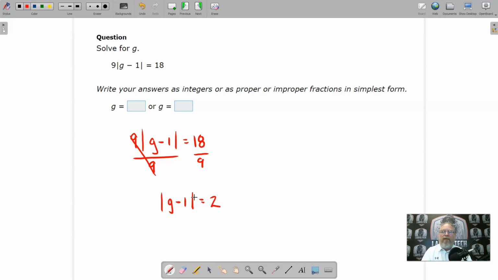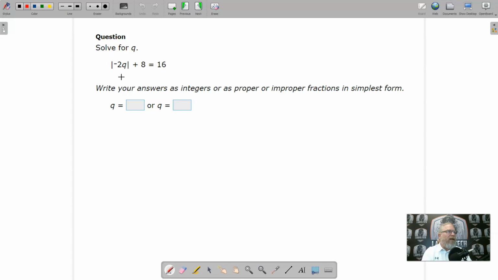I now have the absolute value portion isolated on one side. I can create my two special cases. First case, g minus 1 equals -2. And second case, g minus 1 equals +2. Let's go ahead and add 1 to each side. Over here, adding 1 would get rid of -1. -2 plus 1 is -1. And over here, if I add 1, 2 plus 1 is 3. My two solutions are -1 and +3.